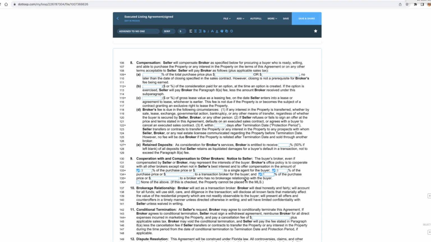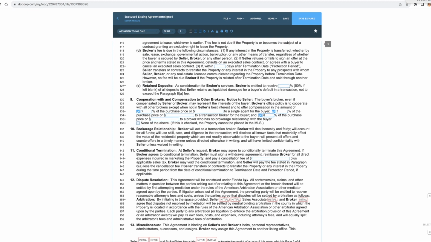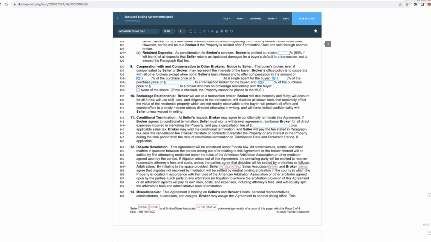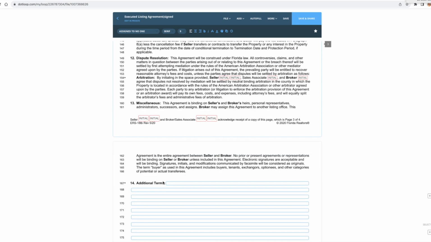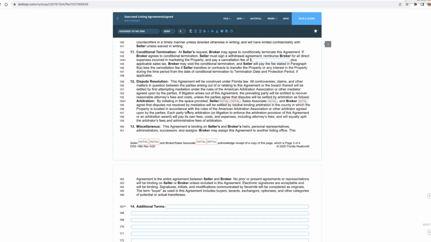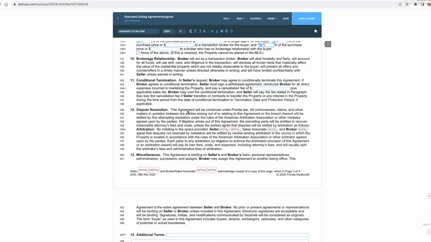to the buyer side. Our brokerage does not approve of that type of business. We split our commissions 50-50, okay? Brokerage relationship, conditional termination, dispute resolution, miscellaneous section, all need to be reviewed in their entirety to make sure that everybody understands what the agreement is.